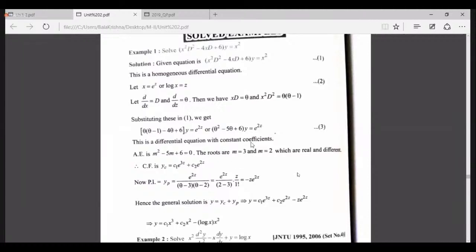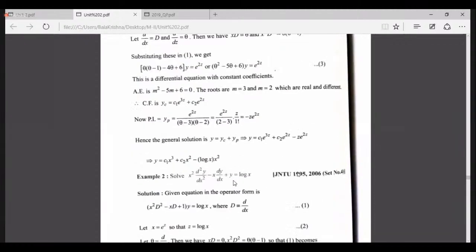Okay, the particular integral is e power 2z by that f of theta. So simplify this one using that. How will you do it? By expressing it in factorized form, and you have to simplify that. These procedures you know already.